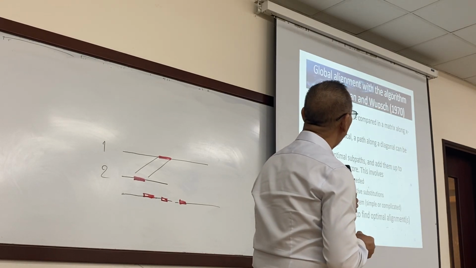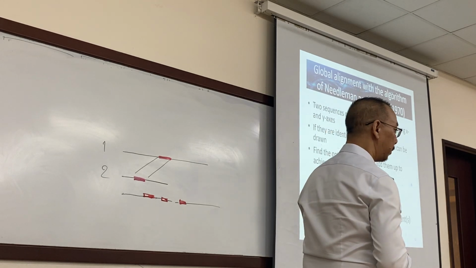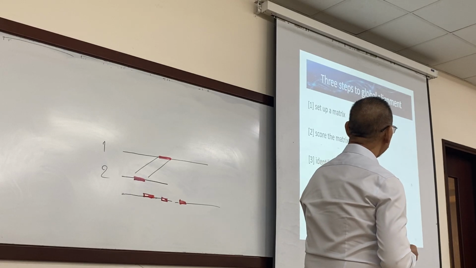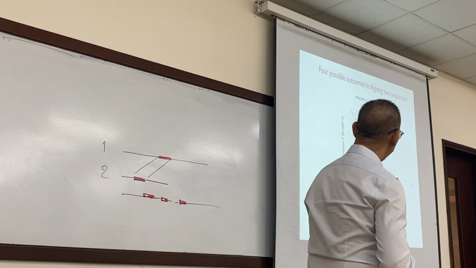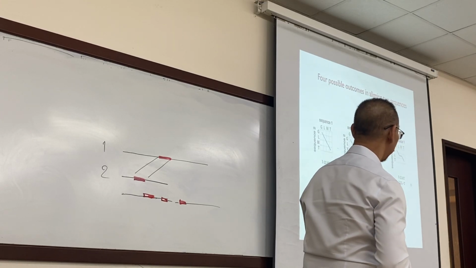In programs, we will apply the algorithm for alignment. There are 3 steps to global alignment: set up a matrix. You already studied how many matrices? 2.